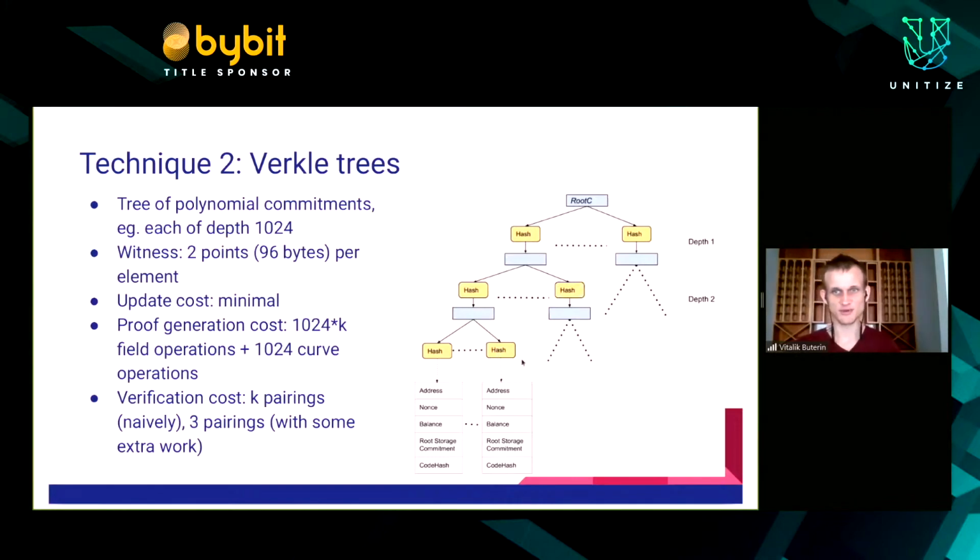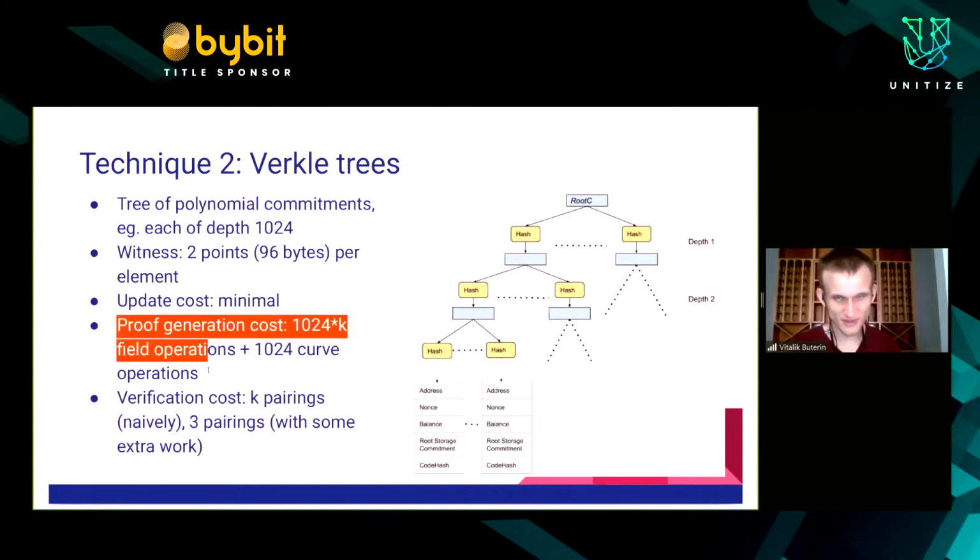And then you'd have to provide a proof that the element is a member of the first commitment, then a proof that the first commitment is a member of the second commitment, then a proof that the second commitment is a member of the third commitment. And so the witness, instead of being, say, 32 hashes long, might be 2 points, so say 96 bytes per element. Cost of updating witnesses minimal. Cost of generating proofs.